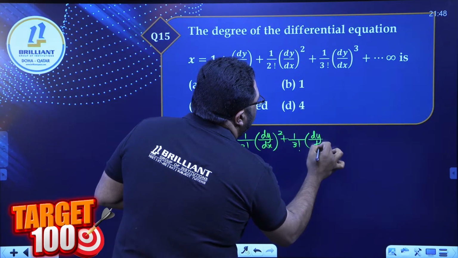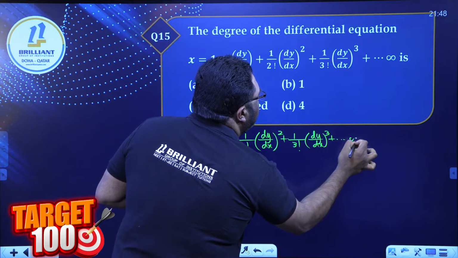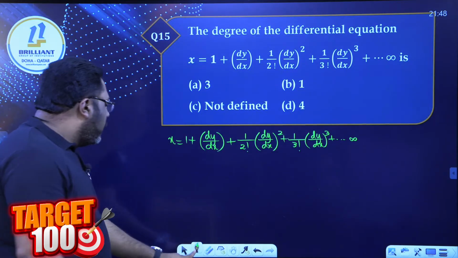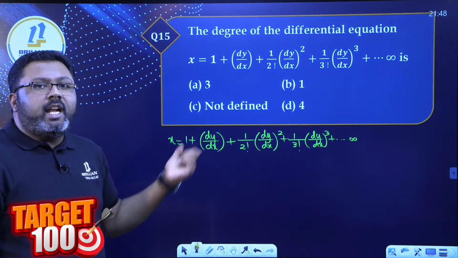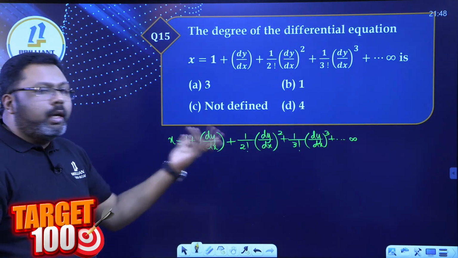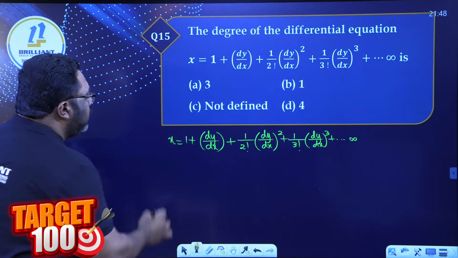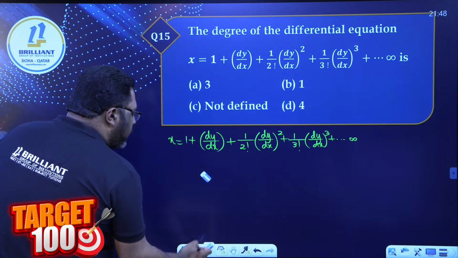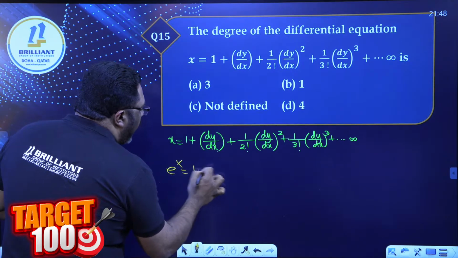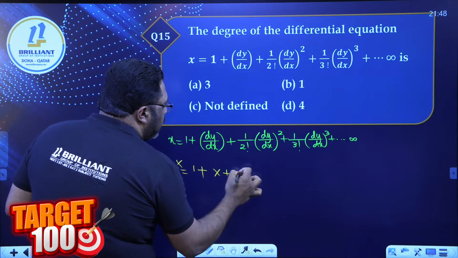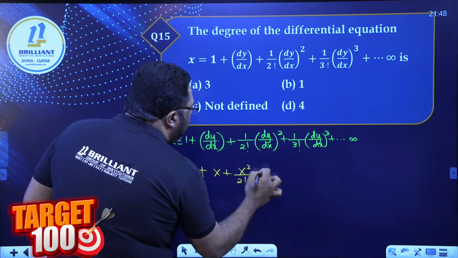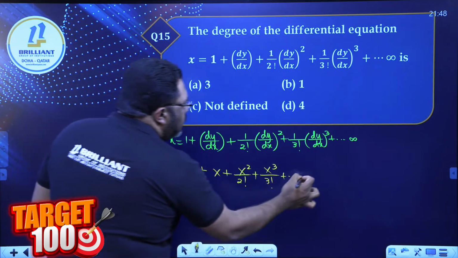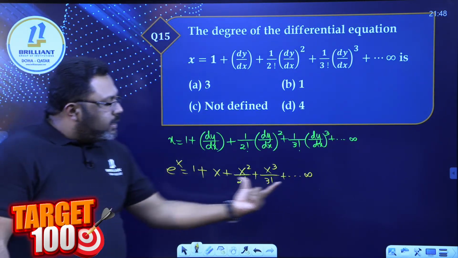dy by dx, the whole cube, plus etc. up to infinity. This is actually an expansion of a particular function, a Taylor series expansion. You don't have this actually for your NCERT. The Taylor series expansion for e raised to x is like 1 plus x plus x squared by 2 factorial plus x cubed by 3 factorial plus etc. So the Taylor series expansion for e raised to x is this.